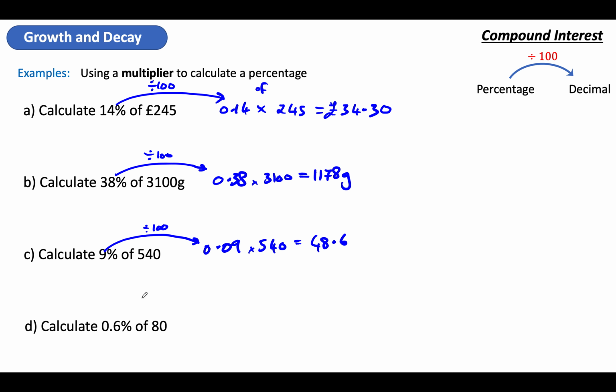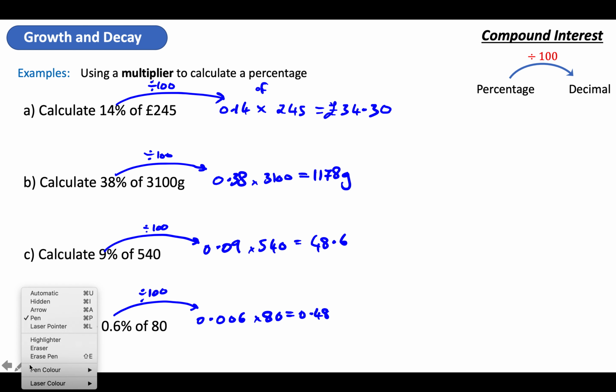One more. Okay, what about this? 0.6. Now remember, if we're dividing by 100, we're making it two places smaller. Now, because we are using a calculator, you could use one to find the multiplier, which is what this is. But hopefully, making it two places smaller, we shouldn't really need to do so. 0.006 times by 80 is 0.48.